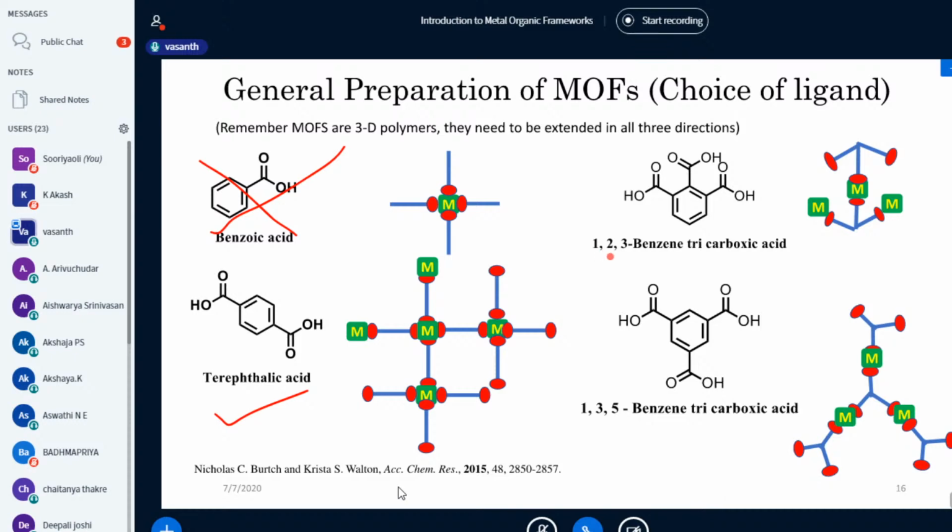Whereas in the case of 1, 2, 3, it can be saturated here only. It cannot extend this way or this way, whereas the other can be extended in X, Y as well as Z directions. So if you have to choose, this could be the choice of ligand for the preparation of metal-organic frameworks, whereas this cannot. With benzoic acid and the 1, 2, 3 tricarboxylic acid, I can prepare only a metal complex, not a 3-dimensional extended structure. So to prepare a 3-dimensional extended structure, I have to choose a ligand which has symmetry, like end-to-end symmetry, the one end and the other end.